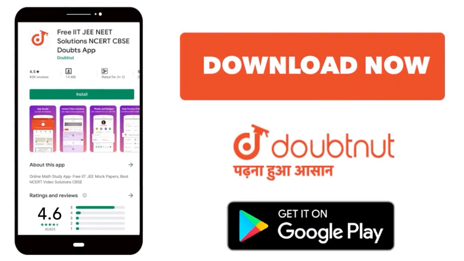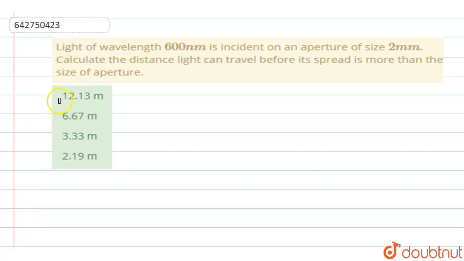Light of wavelength 600 nanometer is incident on an aperture of size 2 mm. Calculate the distance the light can travel before its spread is more than the size of the aperture.